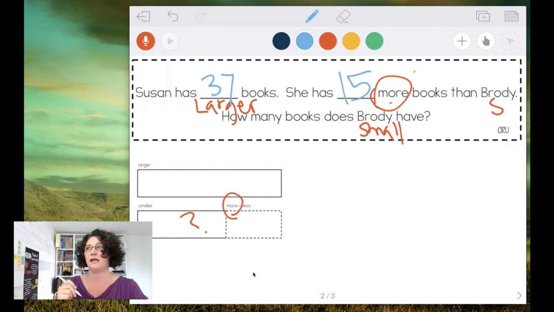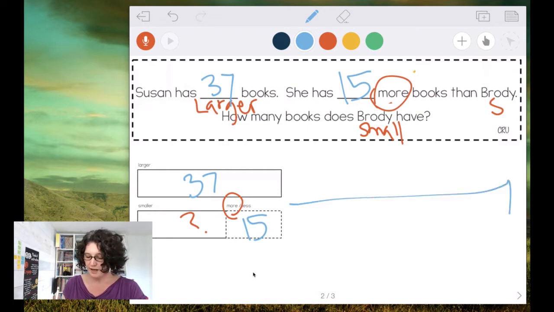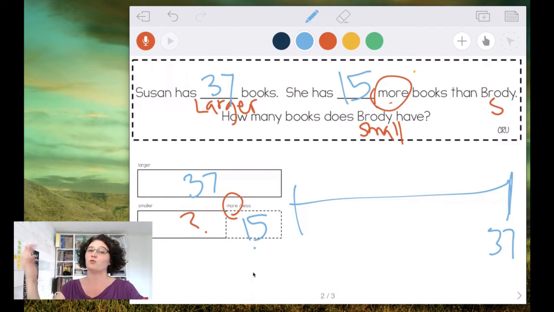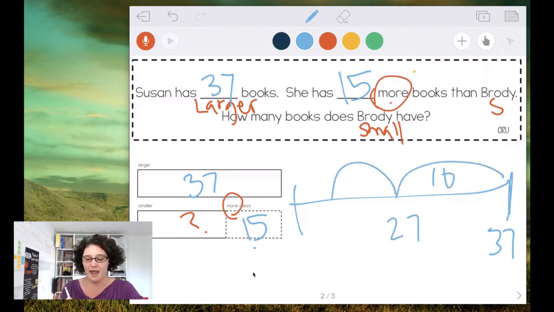Inserting it into the model that we're using, 37, 15, and again, you can use a number line. The last time I showed you how to find the difference between the two numbers using a number line, and this time we'll take a look at starting at 37 and then decreasing it by 15. So she has 15 more books, which means Brody's going to have the lesser amount, so we'll just subtract 10 right here, getting down to 27, and subtract that 5, moving down to 22. So Brody has 22 books.